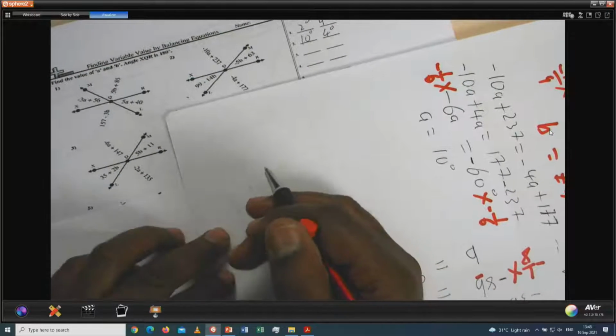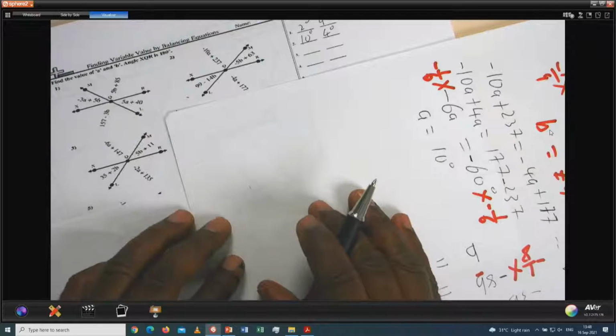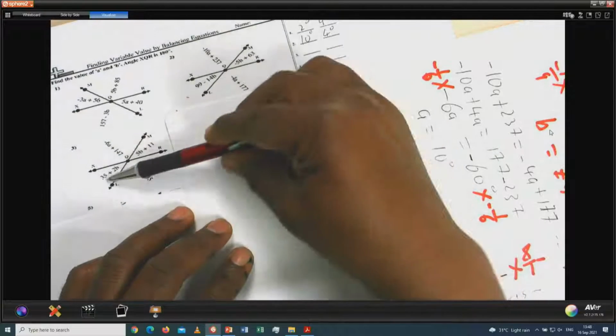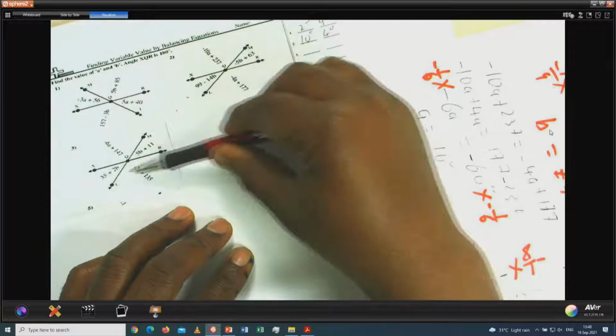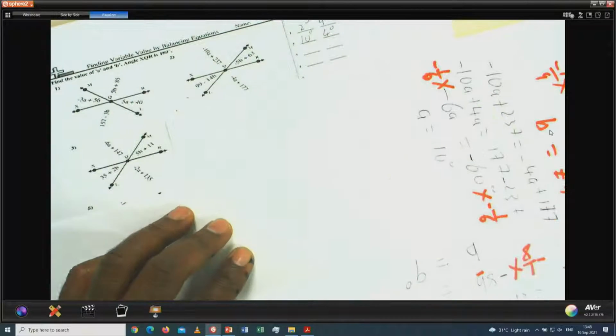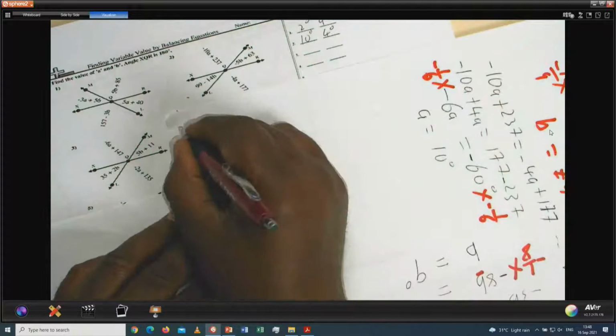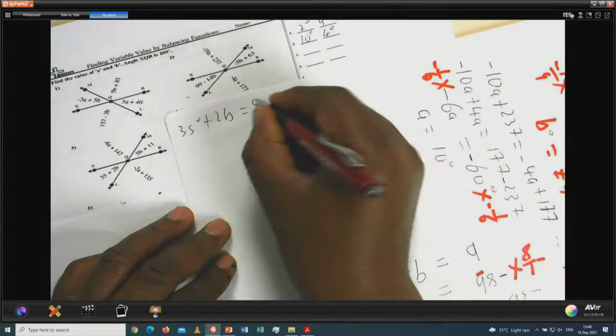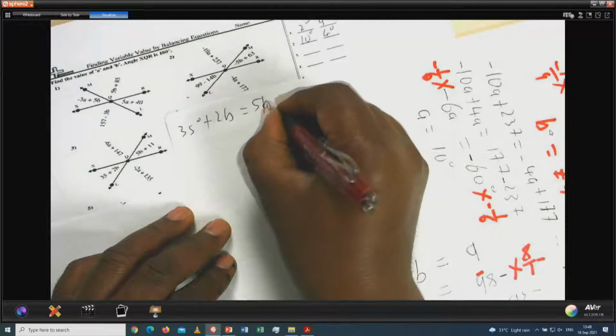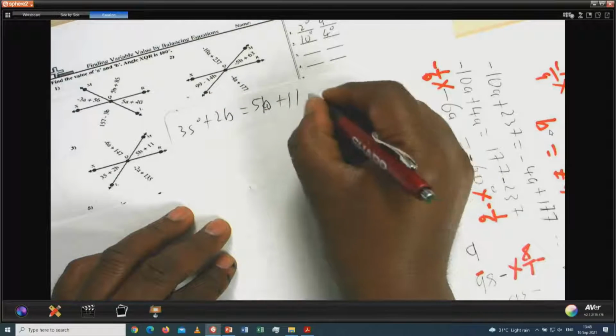The third one, again, check. What is the situation? That does not necessarily mean that all the questions will be the same. You must always check. Okay, only one unknown. So I'm still continuing. Vertically opposite, remember. So we are practicing this. Therefore, 35 degrees plus 2b is equated to 5b plus 11. What is the reason? Vertically opposite.